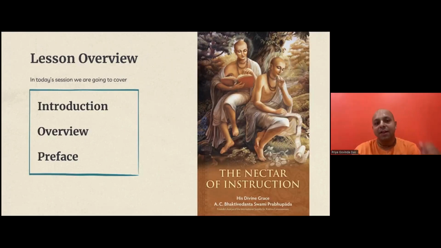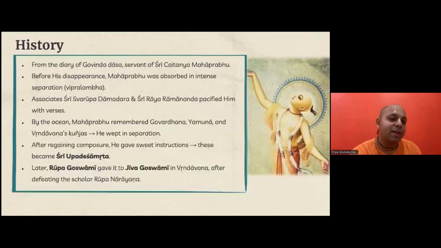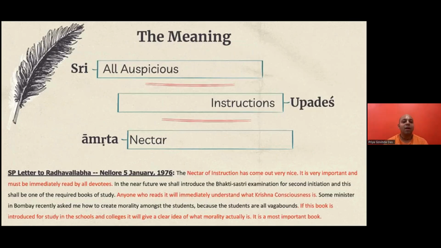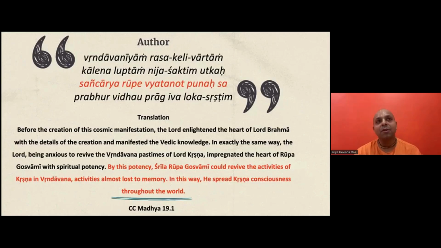So last session we saw some introduction to the book Nectar of Instruction, and along with that introduction, we saw the history of how this book came up, basically how it is instructions by Chaitanya Mahaprabhu himself, and then later on recorded and given by Srila Rup Goswami to all of us. And then we also saw the meaning of the name of the book, Sri Updesh Amrit, all auspicious instructions, a nectar of instructions. And then we heard about the author Rup Goswami.